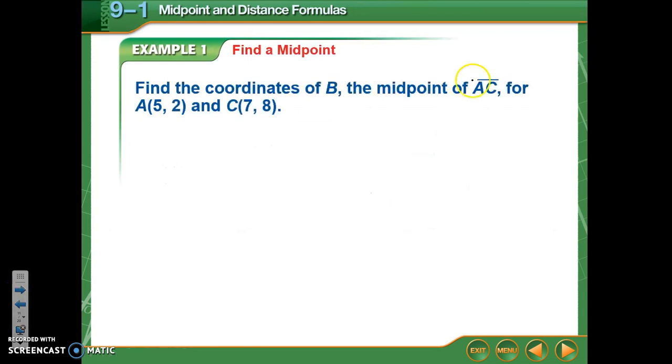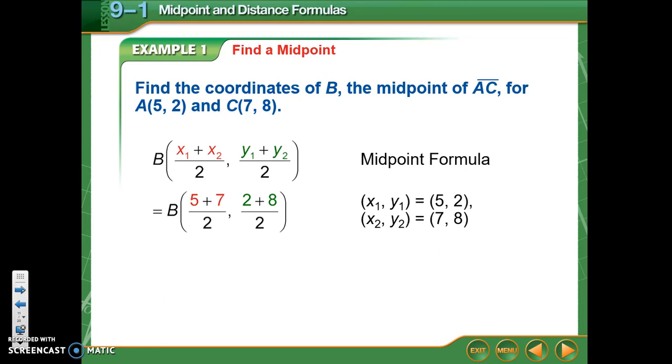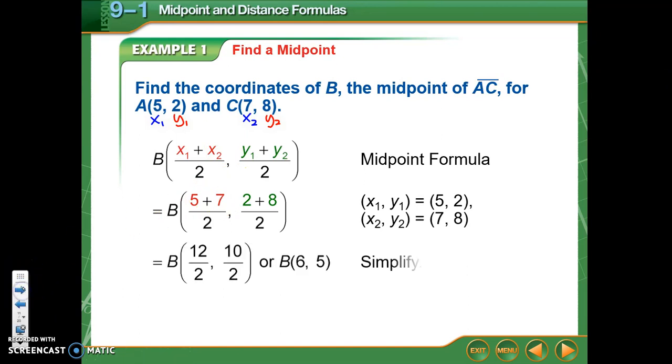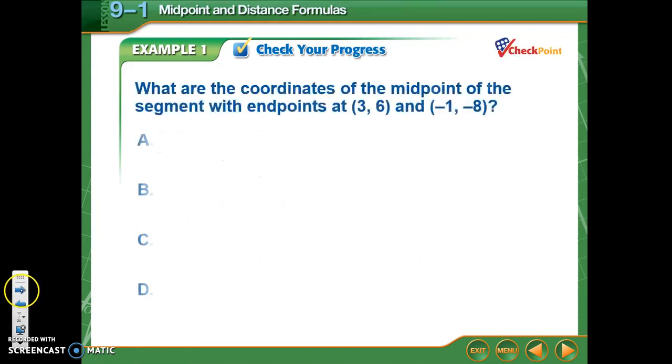So finding a midpoint, if I have segment AC, and I know that A is located at (5, 2) and C is located at (7, 8), I'm going to use the midpoint formula. Right, so here 5 is x sub 1 and 7 is x sub 2. Here 2 is y sub 1 and 8 is y sub 2. So I just plug those in. 5 plus 7 is 12 divided by 2 gives me 6. 2 plus 8 is 10 divided by 2 gives me 5. So the midpoint of this segment would be the point (6, 5). Woohoo! All right, try this one.